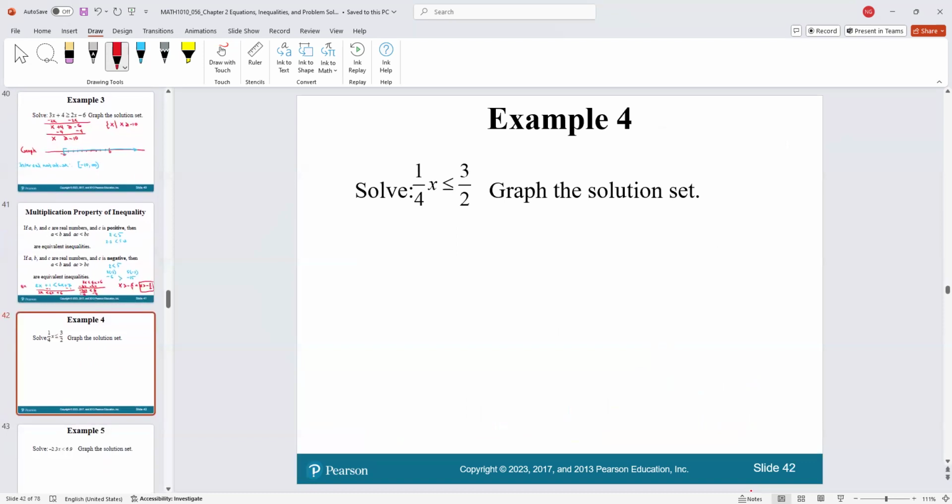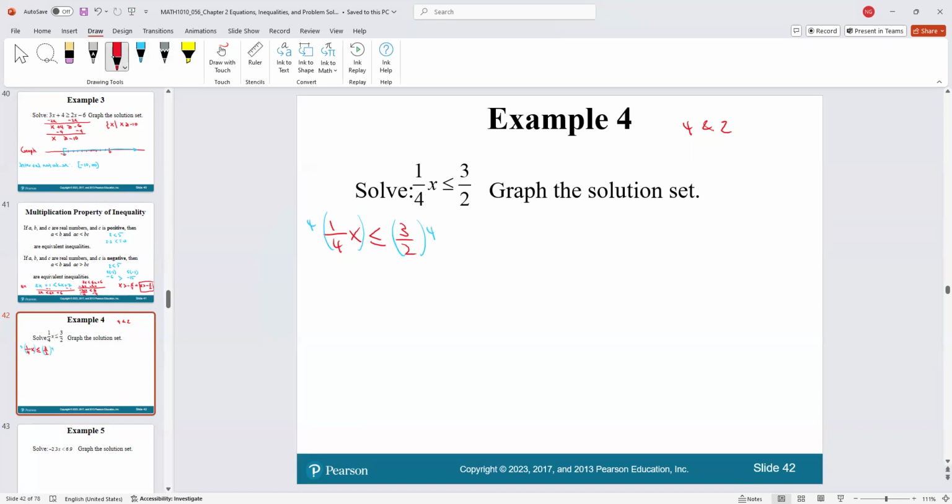Okay, now look at these examples. They ask you to solve 1/4 x ≤ 3/2. The first thing I'm going to do is to identify the denominators from both sides. I have 4 and 2. What is the least common denominator if I have 4 and 2? Yes, that would be 4. At this point, I'm going to multiply the left side by 4, and I multiply the right side by 4.